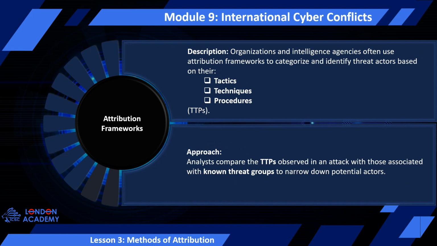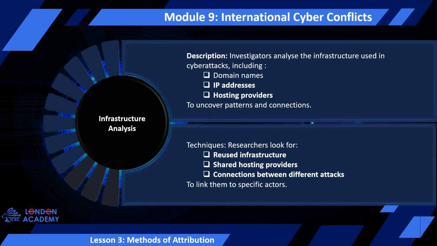2. Attribution frameworks. Organizations and intelligence agencies often use attribution frameworks to categorize and identify threat actors based on their tactics, techniques, and procedures, TTPs. Analysts compare the TTPs observed in an attack with those associated with known threat groups to narrow down potential actors.